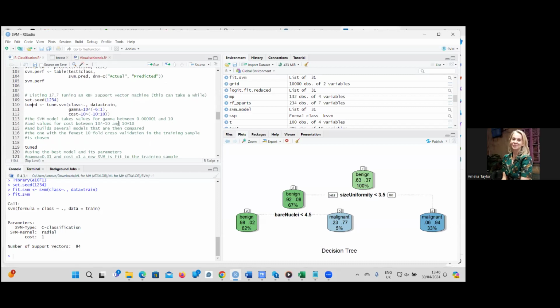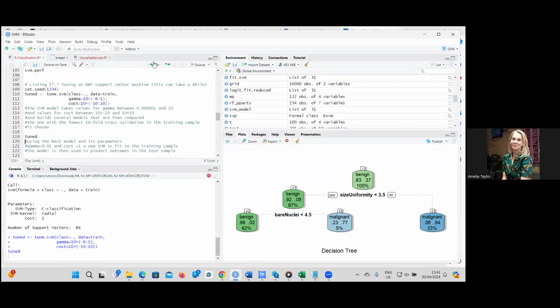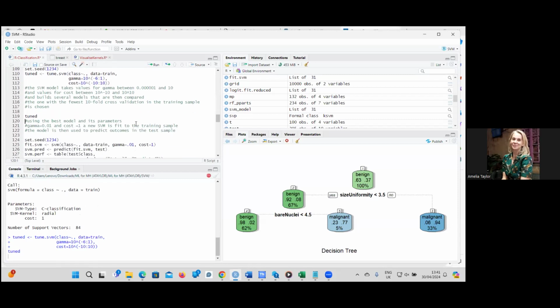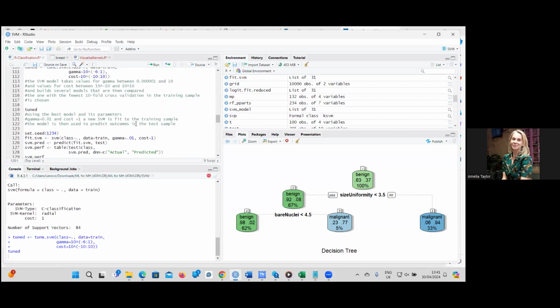Did we set the seed? I think we did, yeah. And let's print it. It's still working, it's still thinking.